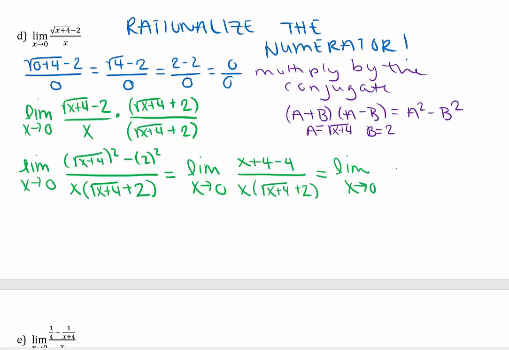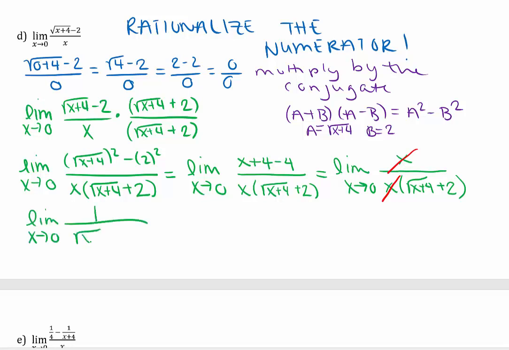If I combine like terms in the numerator, all I have left is an x, and I still haven't done anything to that denominator yet. Finally, after all of this work, we have a common factor of x, and so I can cancel that common factor of x out. And I'm left with limit as x goes to 0 of 1 over the square root of x plus 4 plus 2.